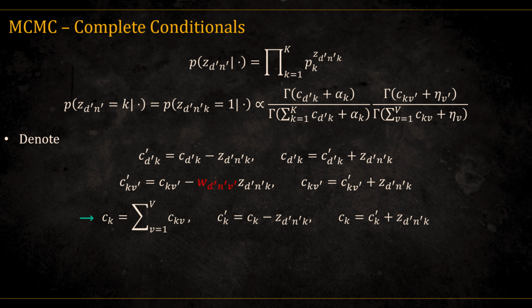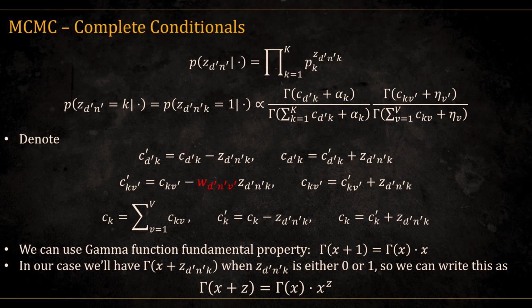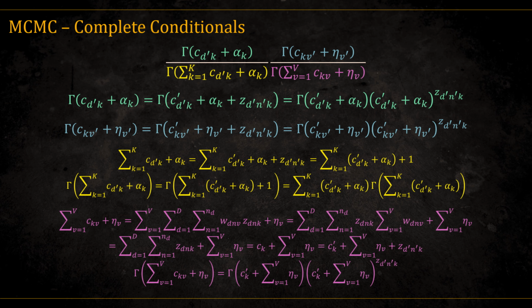We can also denote by CFK the sum of CKV over all V's, and by CK prime the sum without the current Z. We can now use the fundamental property of the gamma function, which is a generalization of the factorial function. In our case, since we don't know if Z is going to be 0 or 1, we can write it like this, which will preserve the equality. If Z is equal to 0, x to the power of Z will be 1. We can thus deconstruct each part of the expression we got to a part that doesn't depend on the current Z and a part that does depend on the current Z.